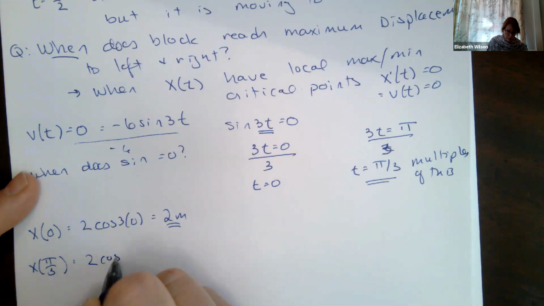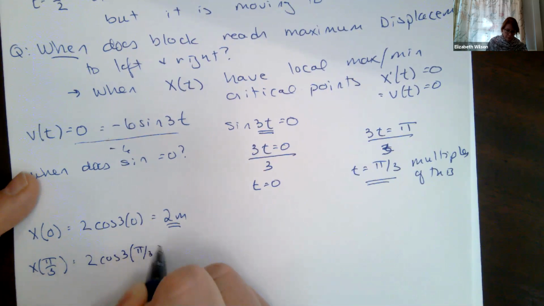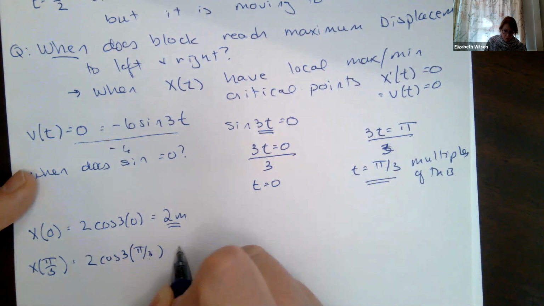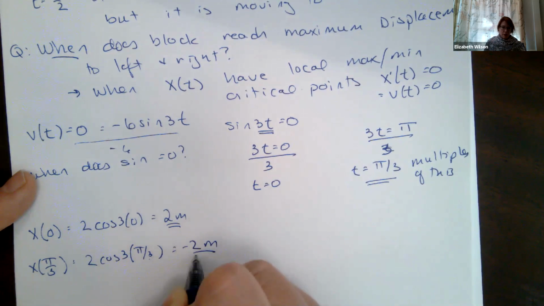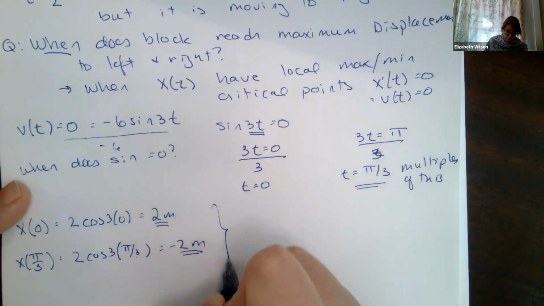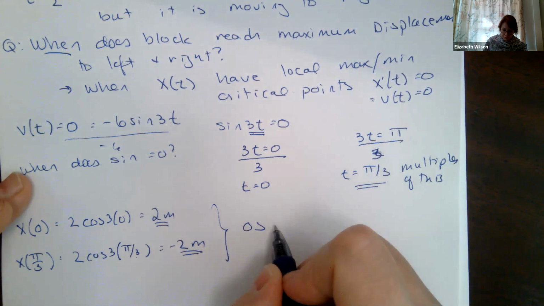2 cosine of 3 times pi over 3. So 3 times pi over 3 is pi. Cosine of pi is minus 1. So 2 times minus 1 is equal to minus 2 meters. So basically what's happening is we pull our block out to 2 meters and we let it go, and it goes 2 meters, minus 2 meters, 2 meters, minus 2 meters. It just oscillates back and forth between these max and min, because there's no friction on the floor.